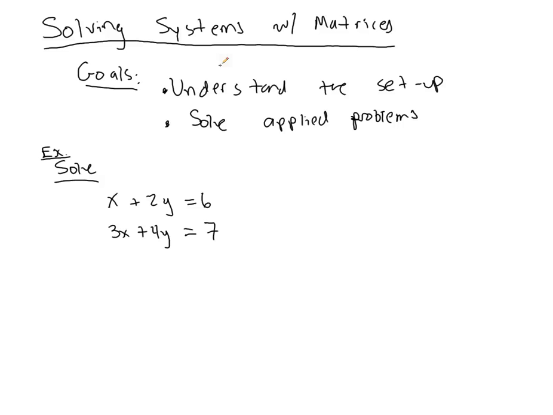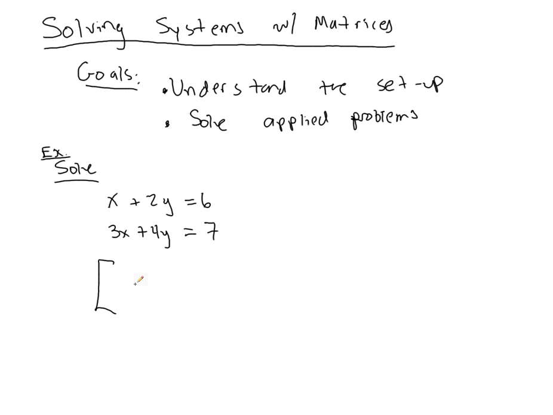In this video, we're going to show how to solve systems with matrices. Our goals are to understand the setup and to solve applied problems. So let's consider this one: x plus 2y equals 6 and 3x plus 4y equals 7. Of course, we could solve one of these equations for one of the variables and use substitution to help us find the other. However, we're going to go ahead and do this with matrices instead.